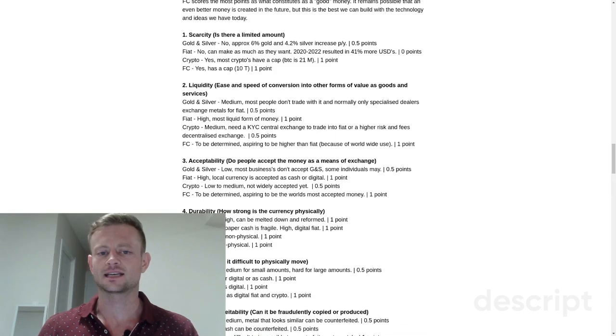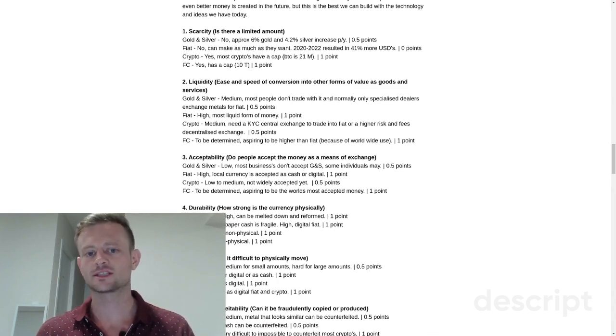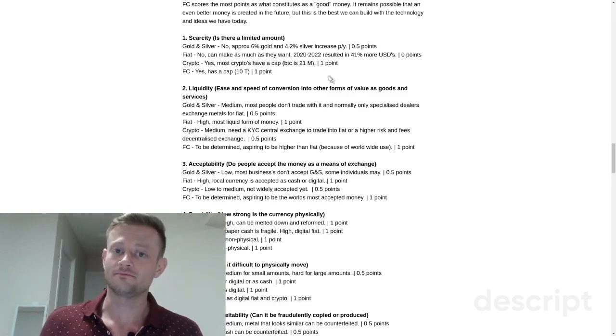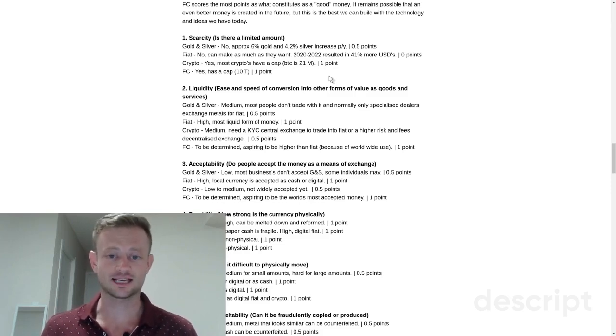Number 1 is scarcity, or scarcity, depending on where you are in the world. Is there a limited amount? With gold and silver, people often view it as scarce, but not really. There's an approximate 6% increase per year for gold and 4.2% with silver. So it's not that scarce. People are digging up gold all the time. Is it ultimately finite? Is there only a limited amount of gold and silver in the world? Probably, most likely, but how much really is that? We don't know. People keep digging up hundreds of thousands, or maybe just thousands of tons per year, a lot of it.